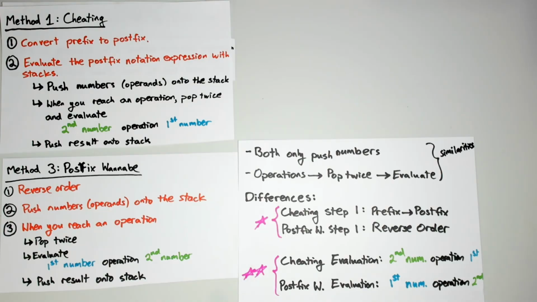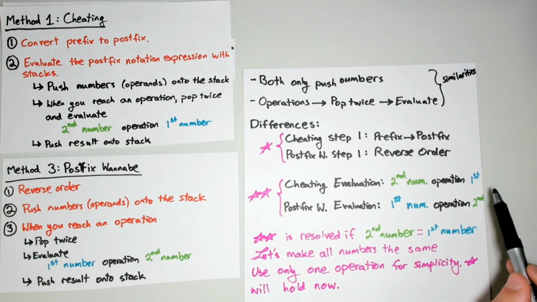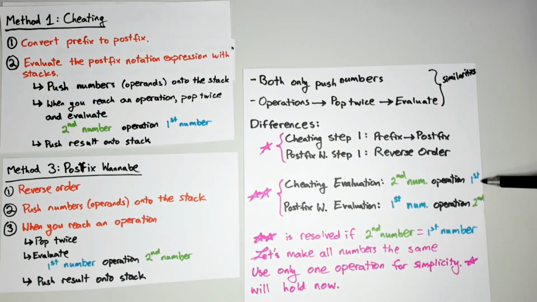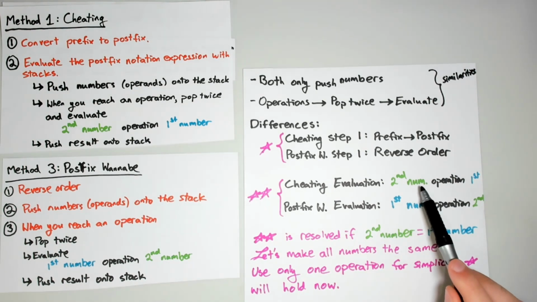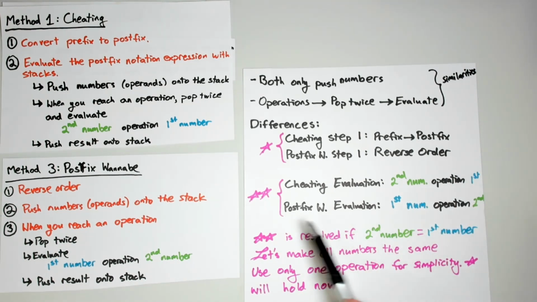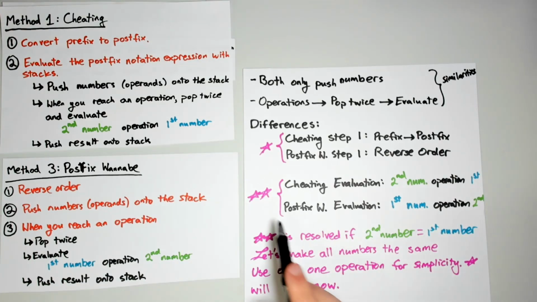The first 2 or the second 2, it's the same number, right? So we can resolve this issue if our second number equals our first number, right? Then these are the exact same steps. If my second number is a 3 and my first number is a 3, then in the cheating evaluation, I do 3 operation 3. In the postfix wannabe evaluation, I do 3 operation 3. It's the exact same thing, right? Okay, so that resolves our second issue.